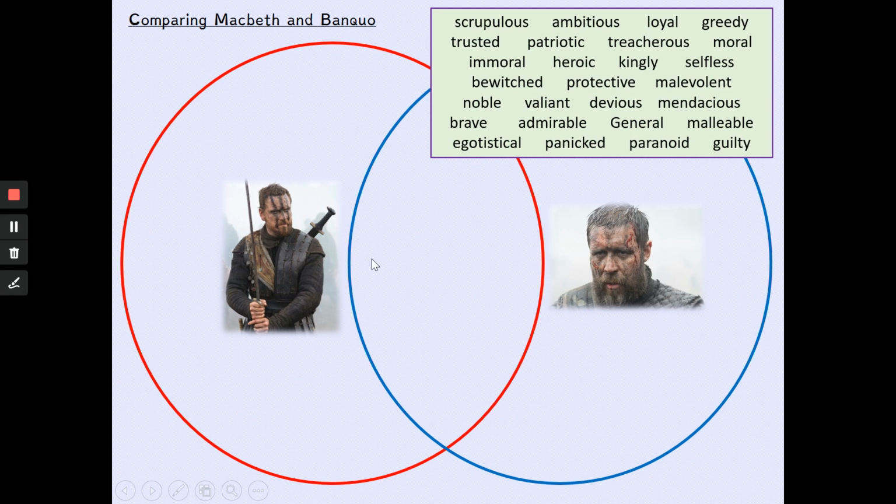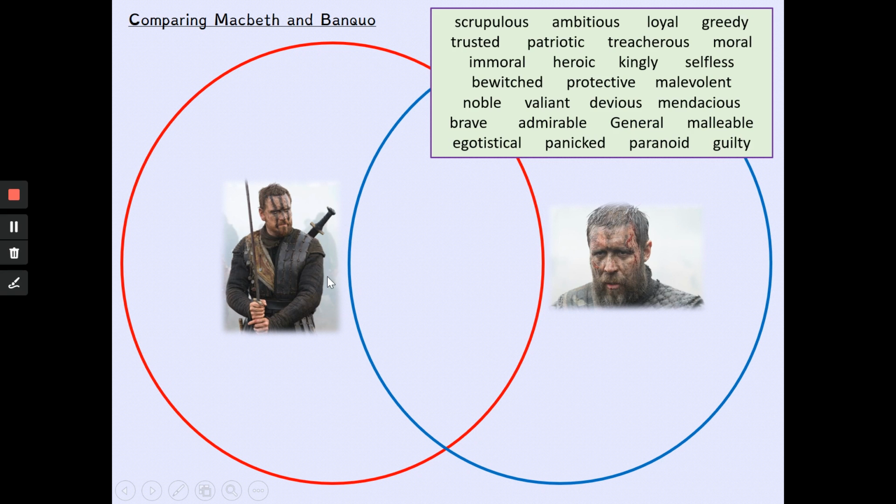So if you need some support, pause the video now, create your comparative table or Venn diagram, and then I'll come back in a minute and I'll go through what you might have included in those sections so that you've got a really quality piece of work to submit to your teachers later on.